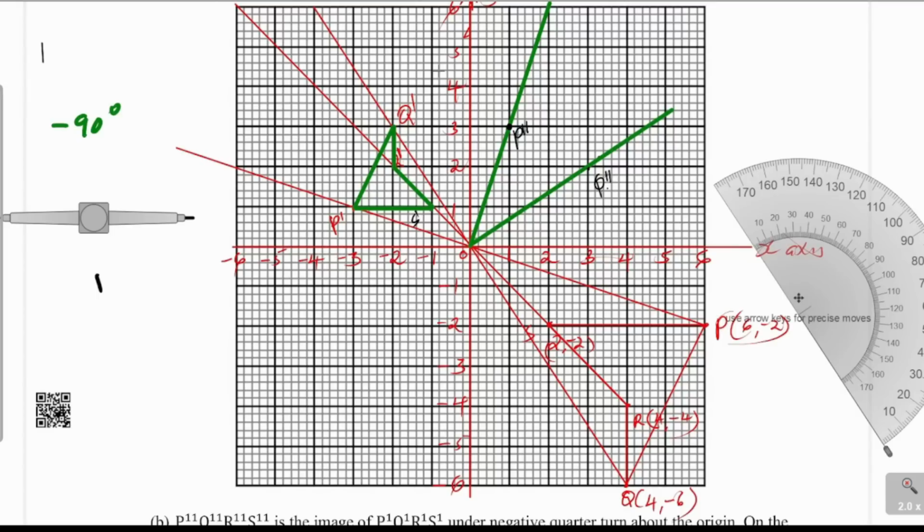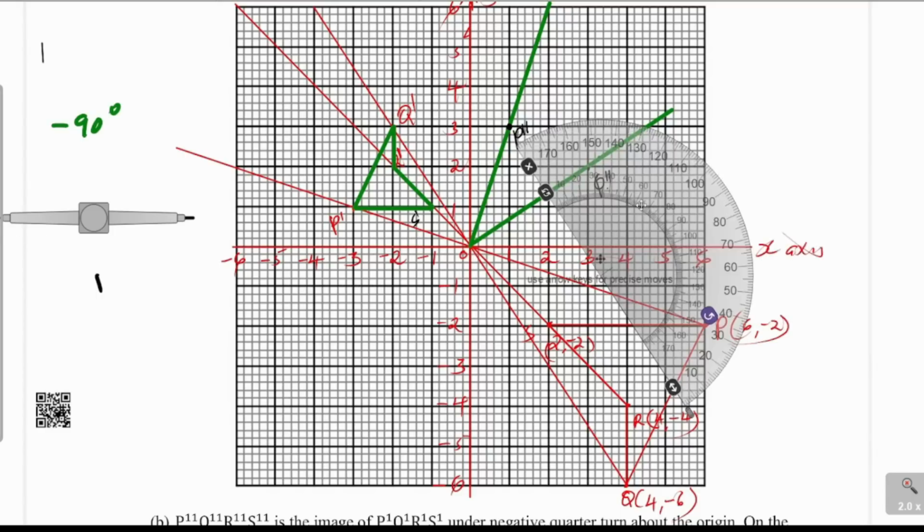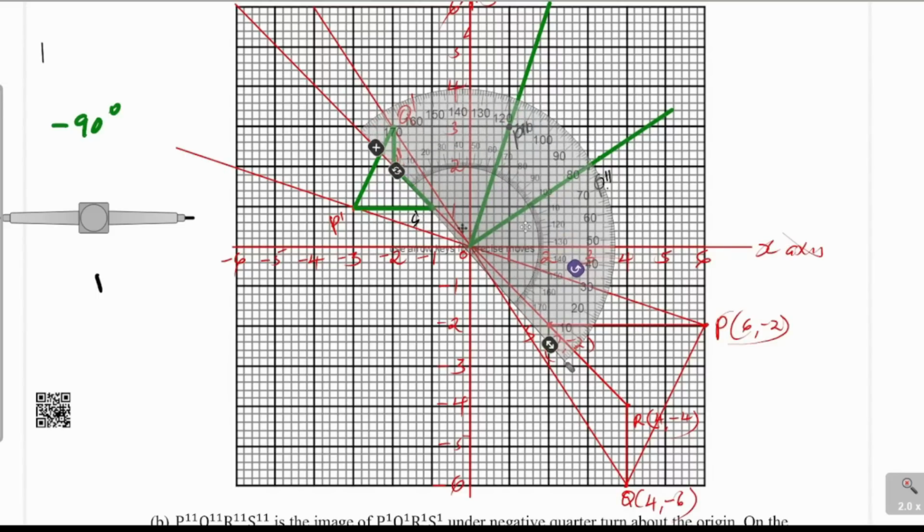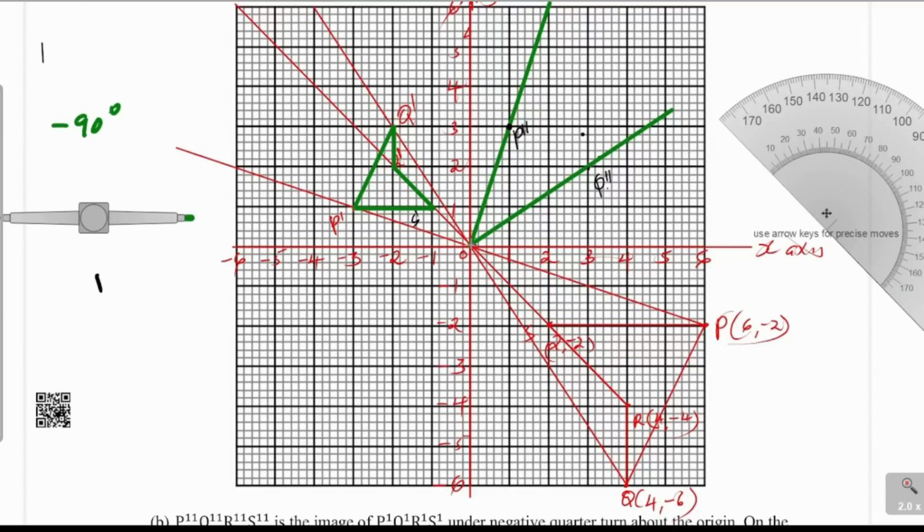Do the same for R prime. R prime is there. Join R prime to the center, which is done there. Place your protractor along that straight line like that, measuring 90 degrees. Measuring the angle from this point going this way, 90 will be there. Let me mark it. So that is where you should have 90 degrees. From the center, you join in a straight line like that.